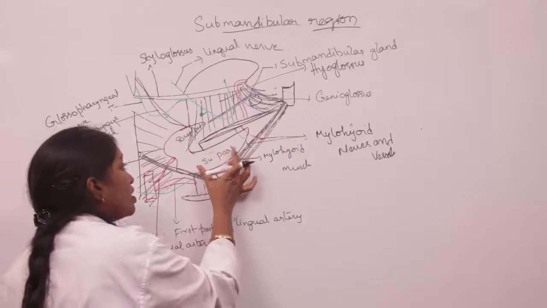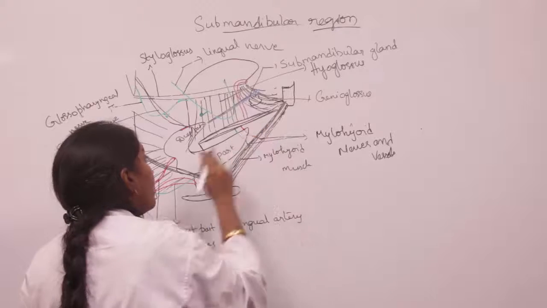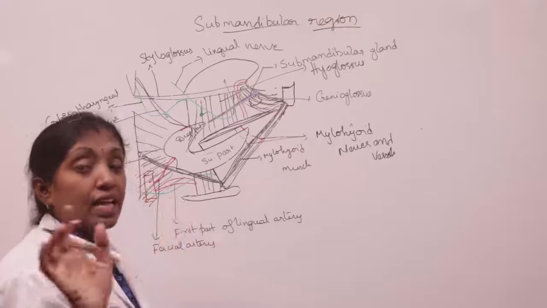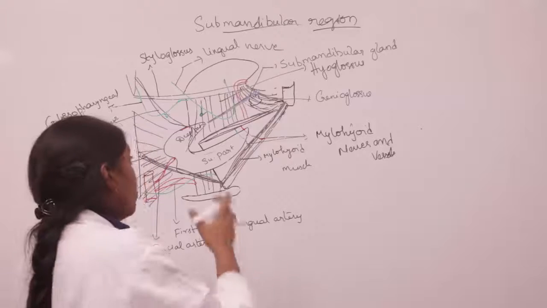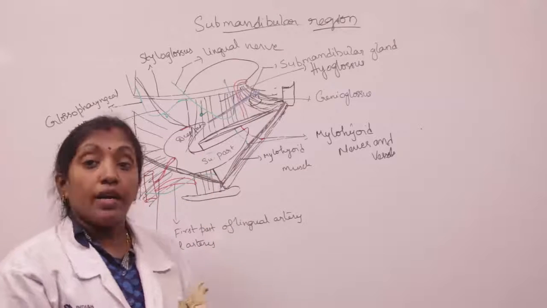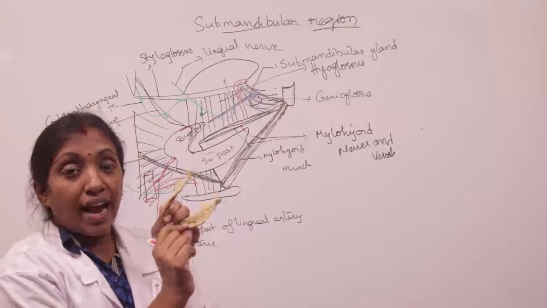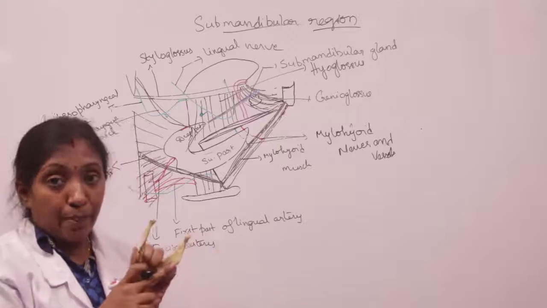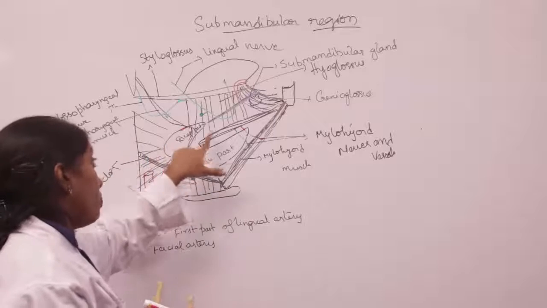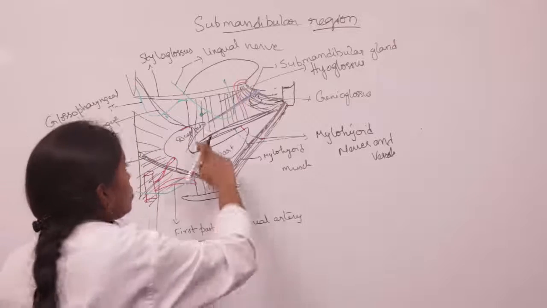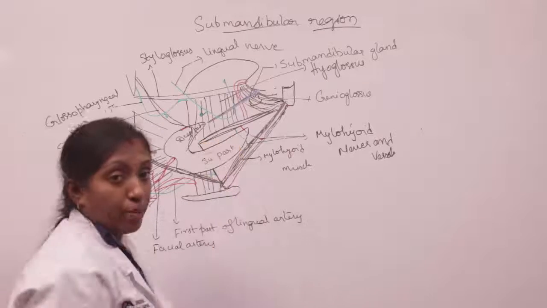Coming to the superficial part, it consists of an anterior end and a posterior end. One more important thing is that the gland weighs about 10 to 20 grams, and it lies in the digastric triangle as well as in the submandibular fossa. It divides into a superficial part and a deep part along the posterior border of the mylohyoid muscle.